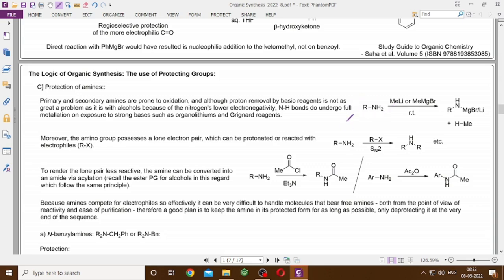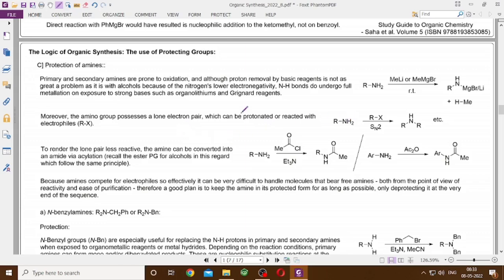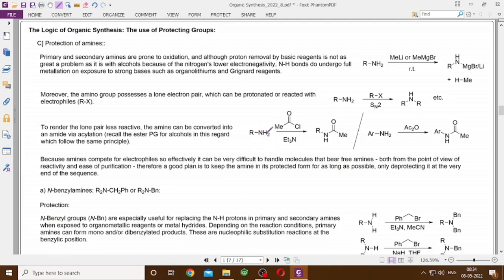Therefore, protection is required. More importantly, perhaps, because of the presence of the electron pair on nitrogen and because of its nucleophilic nature, it tends to react with electrophiles very efficiently and undergo undesirable reactions when this molecule is exposed to electrophilic reagents. Therefore, you need to render this nitrogen lone pair, as well as this NH2 group, less reactive. You have to make the lone pair less reactive, and therefore the amines can be converted to their amides, generally via acylation. For alcohols, we can think of in terms of ester formation.